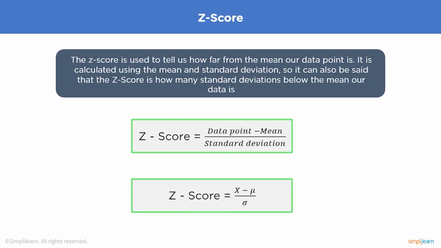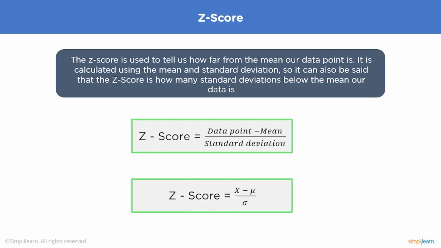A positive z-score will mean that your x value is greater than the mean, and a negative z-score will mean that your x value is less than the mean. A z-score of 0 will mean that your x value is equal to the mean. And again, to standardize a value from a normal distribution, all we have to do is convert it to a z-score by subtracting the mean from our individual value and dividing it by the standard deviation.